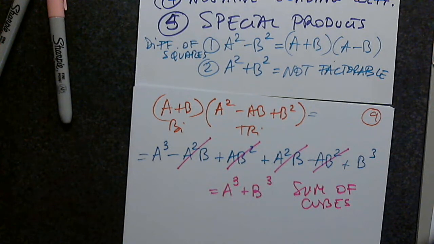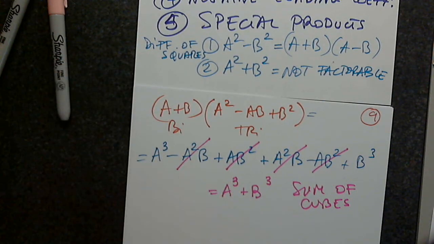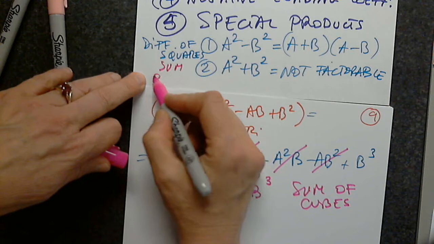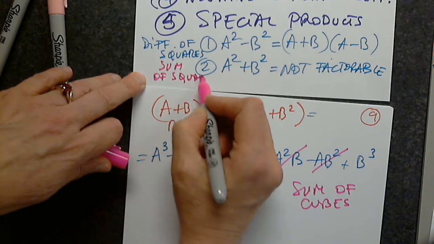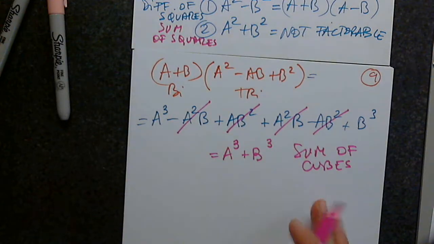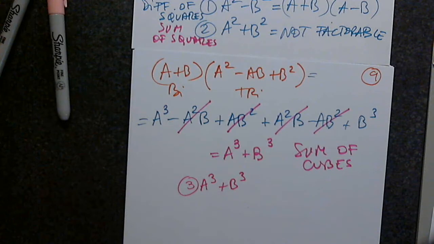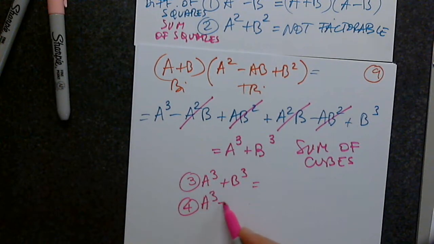Very good. So we looked at the difference of squares. We looked at the sum of squares. What's the name of that one? And now we're looking at the sum of cubes. So this is number 3, a cubed plus b cubed. And then the last special product will be a cubed minus b cubed. Any questions? Let me know.